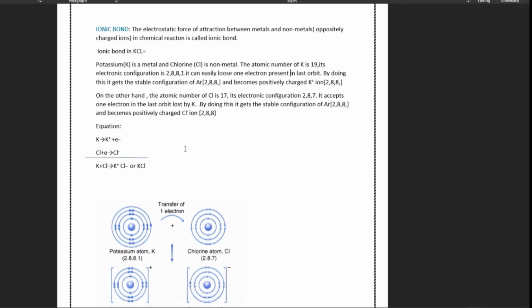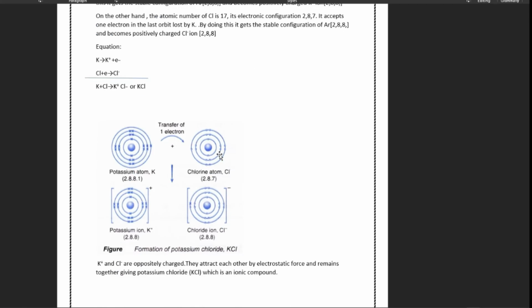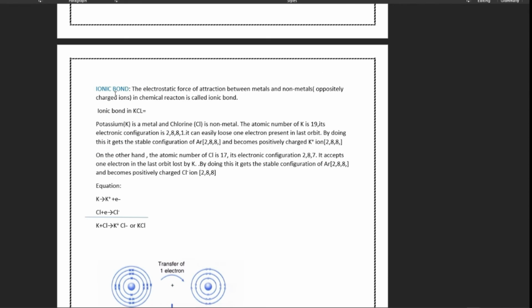Now chlorine. Normally chlorine is 2, 8, 7. When one electron is added to it, it becomes negatively charged, that is, an anion. So potassium plus and chlorine minus combine, and the chemical compound is formed, or ionic bonds are formed, between potassium and chlorine. This is the equation that we will write.